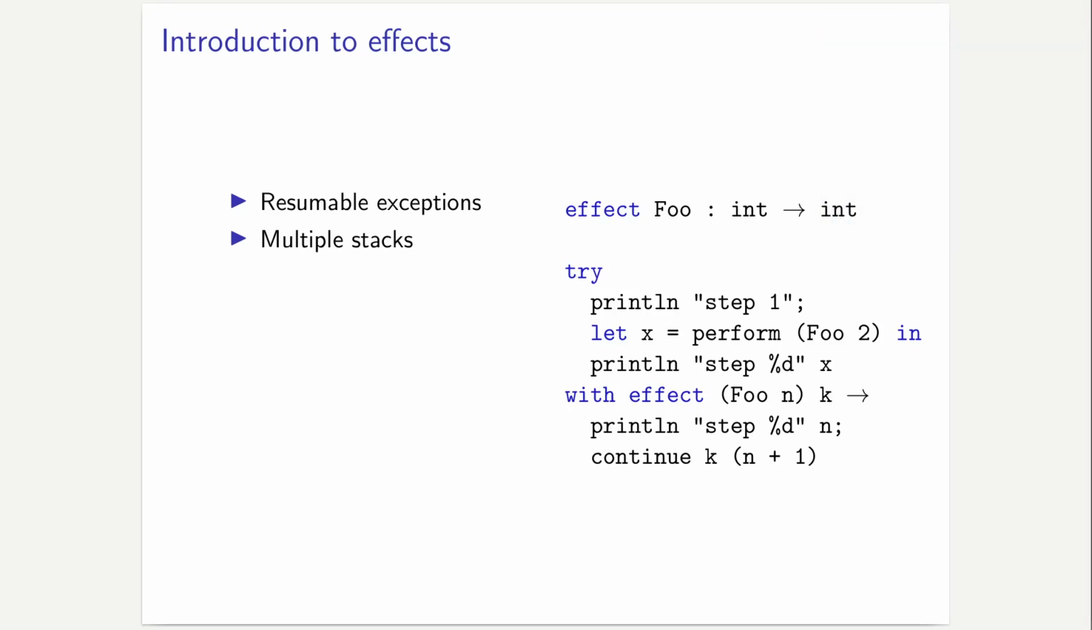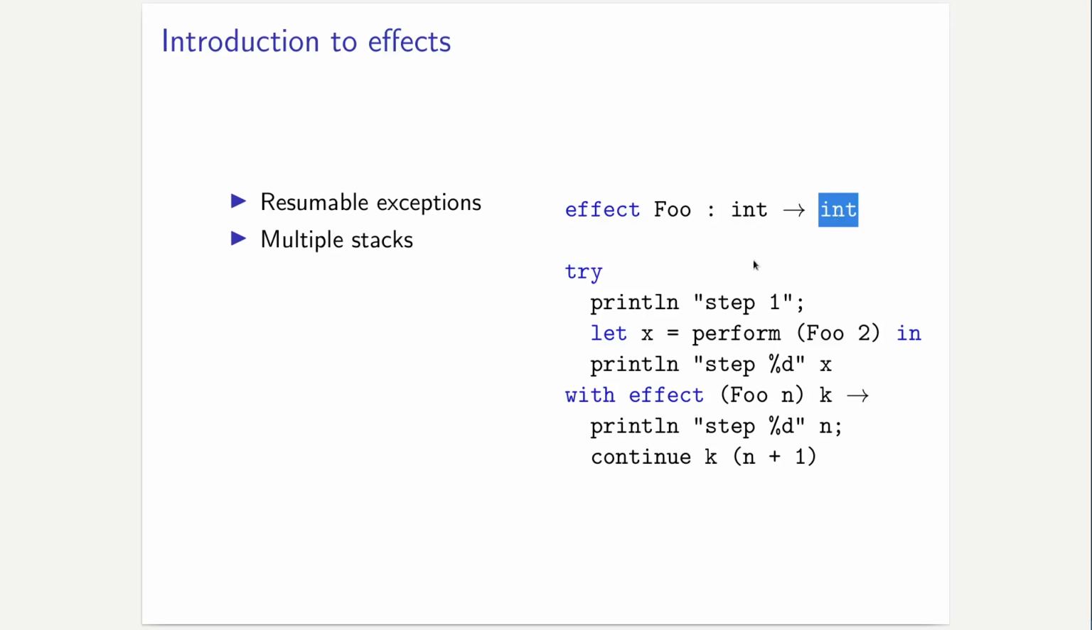Effects are essentially resumable exceptions. You declare an effect in much the same way as you declare an exception, as you can see here. The difference is an effect also has a return type, and that is the type of the value that will be passed back to the code when the effect is resumed.